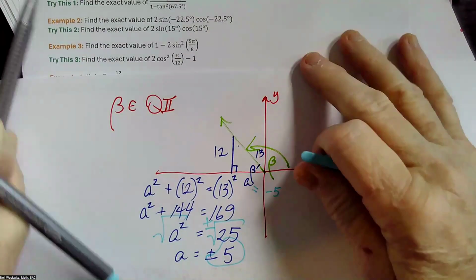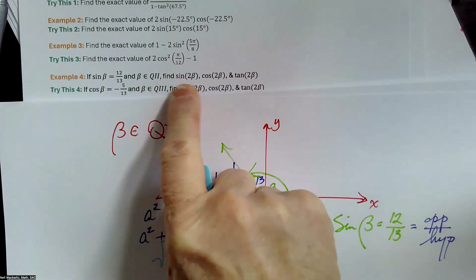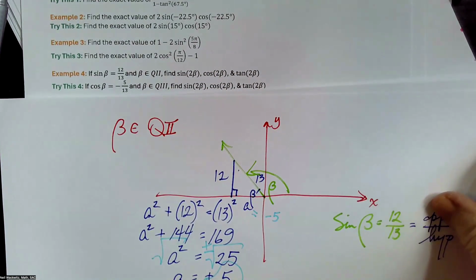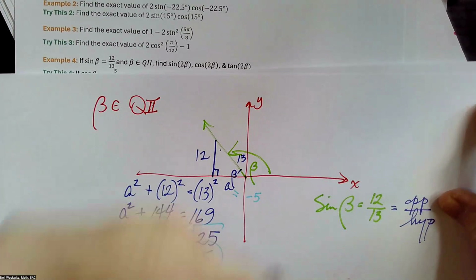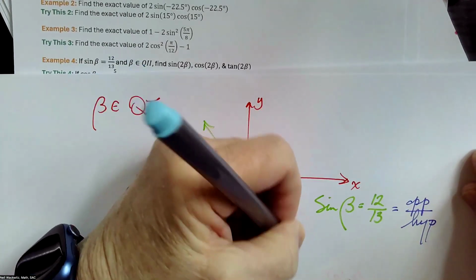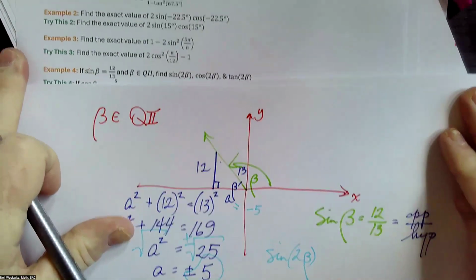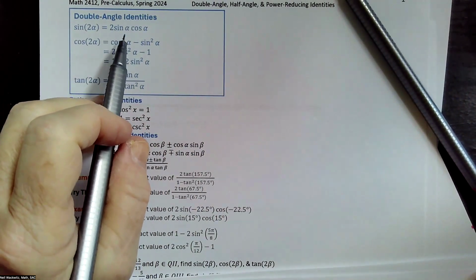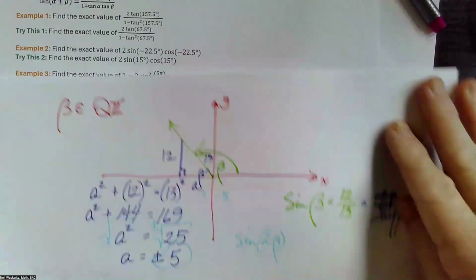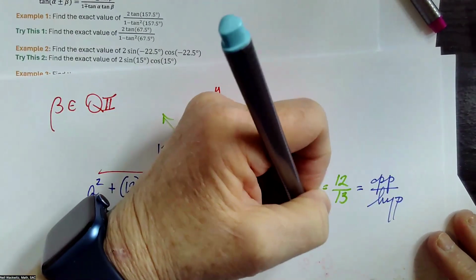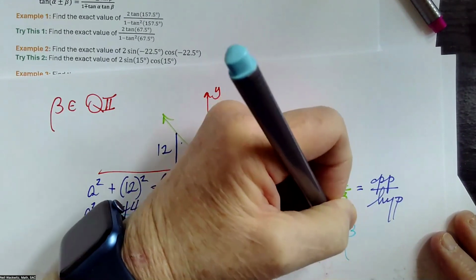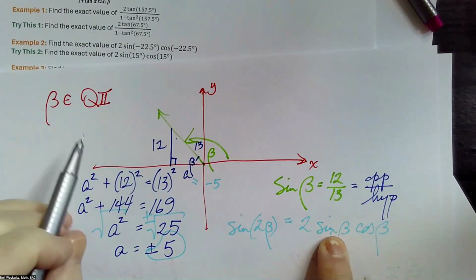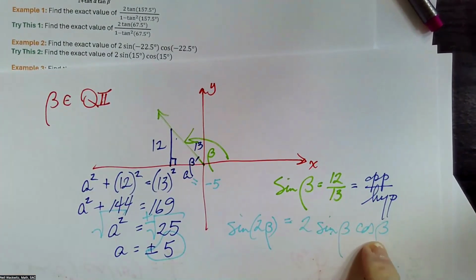And now let's go back to the question. We want to find sine 2 beta, cosine 2 beta, and tangent 2 beta. So let's start with the sine 2 beta. Using the formula, we know that sine 2 beta is 2 times the cosine of beta times the sine of beta. And I think I read that backward, but it's the same. So we've got the sine of beta. They gave us that. What is the cosine of beta?